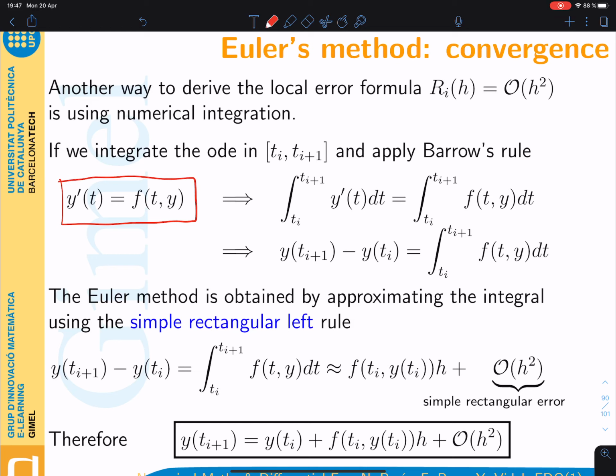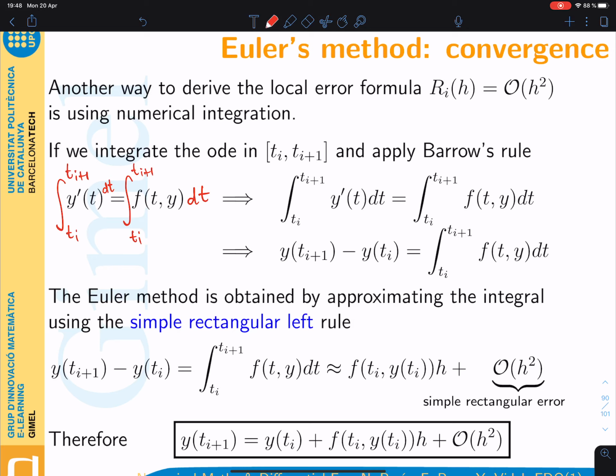One way to try to solve this is integration, yeah? We could try to integrate here the integral between ti and ti plus 1 with respect to t should be equal to the integral of this function with respect to t. Why not? That's one way to solve this ODE. Why did we not do this before?